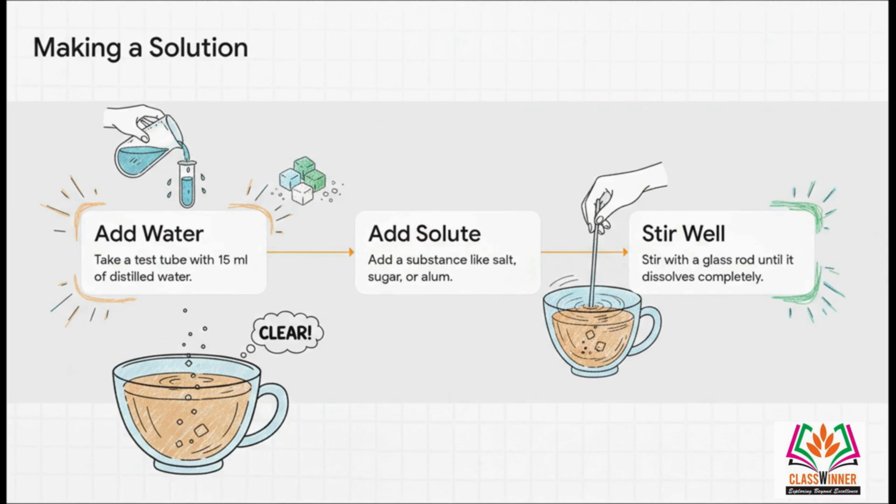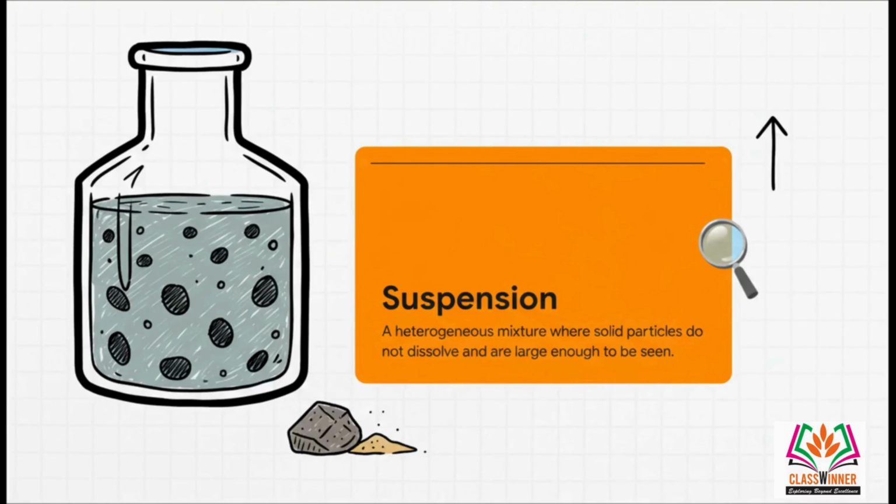It creates this perfectly clear liquid. That, my friend, is a true solution. Next up, our second contender, the suspension. And this one is pretty much the polar opposite of a solution. It's heterogeneous, meaning it's an uneven, kind of chunky mix. The particles are big, they refuse to dissolve, and you can literally see them just floating around in there.